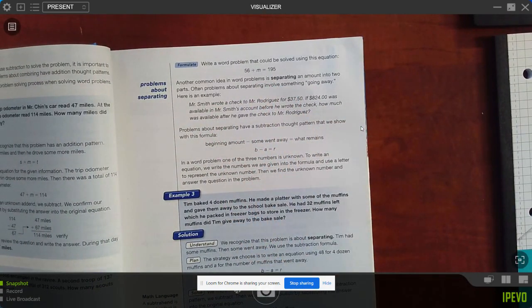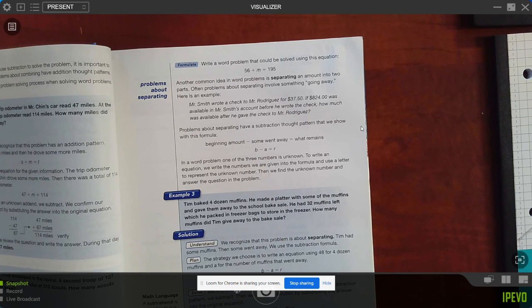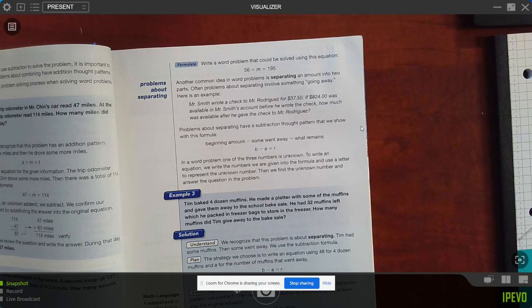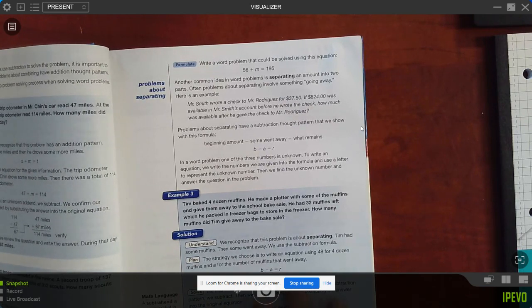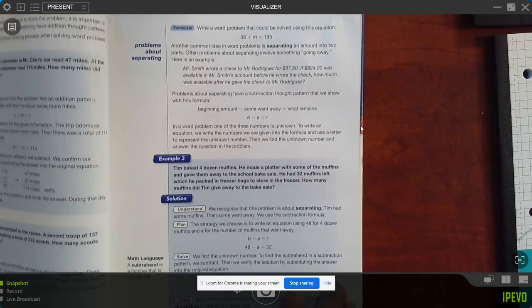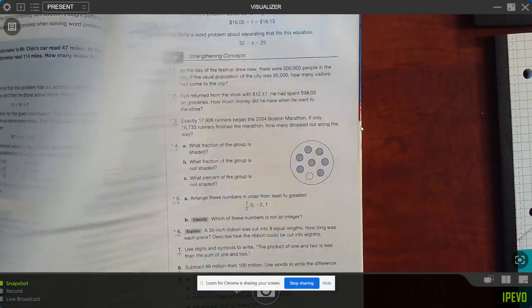So over here, Mr. Smith wrote a check to Mr. Rodriguez for $37.50. If $824 was available in Mr. Smith's account before he wrote the check, how much is available after? Okay. So it's just basic word problems. They shouldn't be too out of left field for you. It should be pretty simple, so I'm not going to spend a whole lot of time on here.